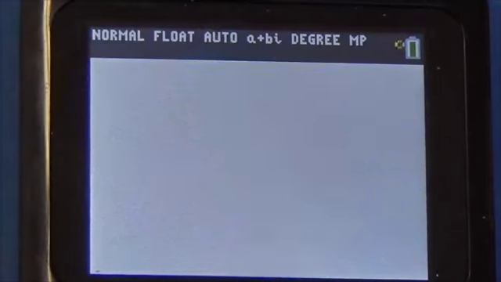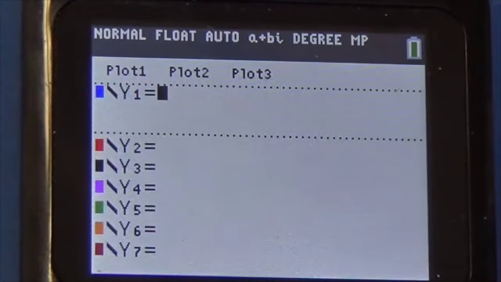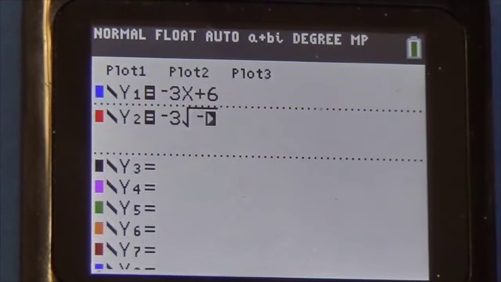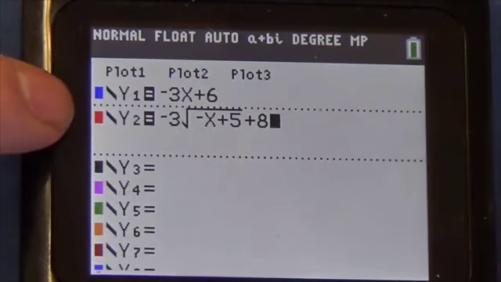So there are a couple of different ways of doing this. It doesn't really matter what you do here. So I will graph the left side and the right side. So negative 3x plus 6. There's the left side of the equation. Negative 3 square root of negative x plus 5, out of the square root, plus 8. So there's the left side and the right side.